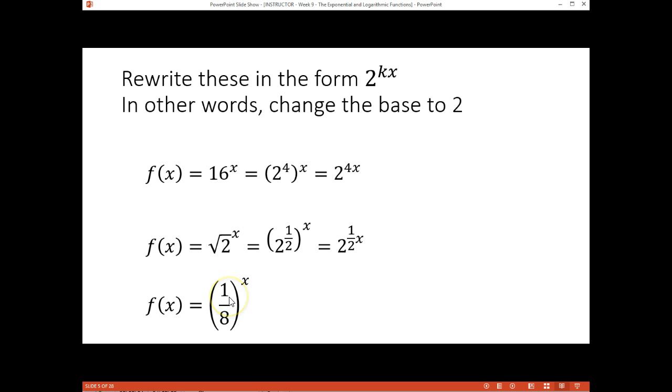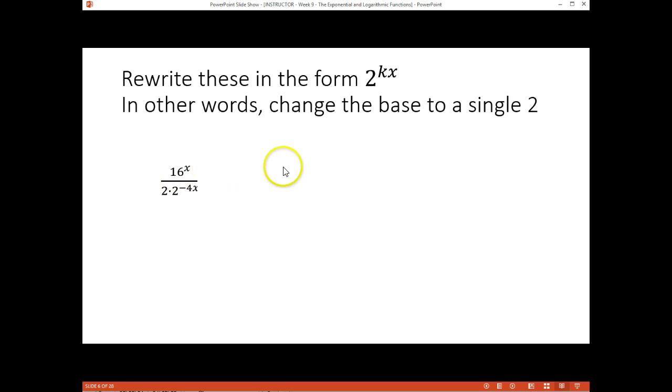1/8, this is maybe the trickier one because we don't see a 2 anywhere, but we do realize 8 is 2 cubed, and since this is in the denominator, 1/8 is 2 to the negative 3 power. So again, applying our exponent to power property, this becomes 2 to the negative 3x power.